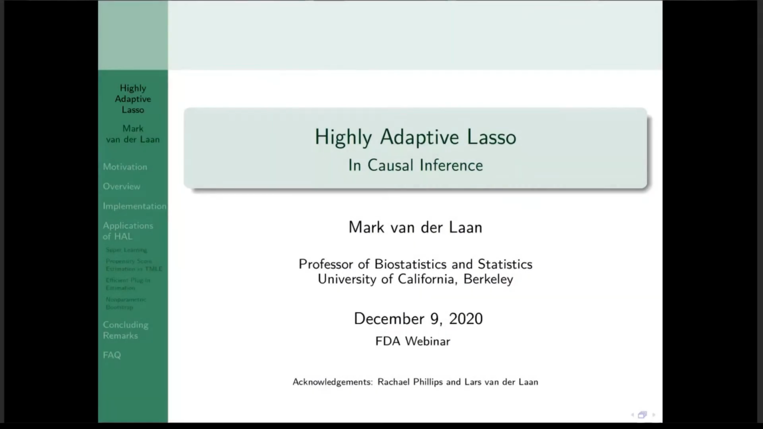All right, so today's talk will be about the Highly Adaptive Lasso in Causal Inference, but more generally, just as an estimation method and an ingredient for all kinds of estimators in causal inference. This was jointly prepared with Rachel and some help of Lars.